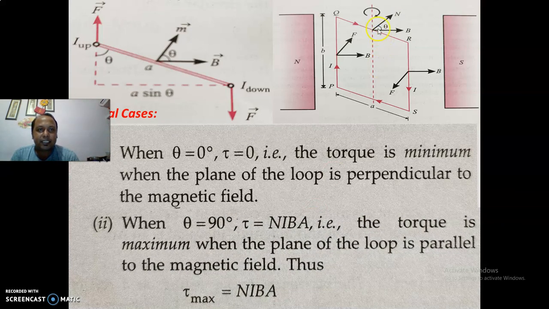And if theta is 90 degrees, that is, the direction of the magnetic field is parallel to the surface, then the angle theta becomes 90 degrees and the torque becomes maximum, which is NIBA sine 90, which is 1. So I hope that this is very clear to you, and this is very, very important. So you need to go through it.